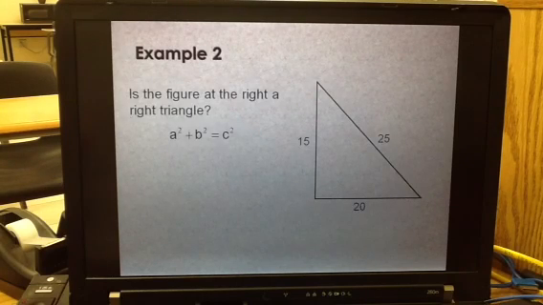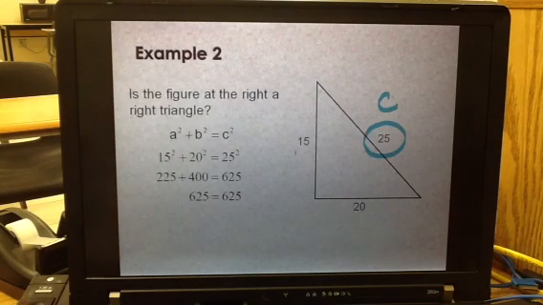Example 2 is the figure a right triangle? Now, again, you've got to look at your three numbers. Don't go by looks of the triangle. Pick the largest number. That number is going to go in for c. So when you plug in this time and you work it out, after you square first and then add your numbers, this time you get the same thing on both sides. Okay? So that means the answer is yes, it is a right triangle.